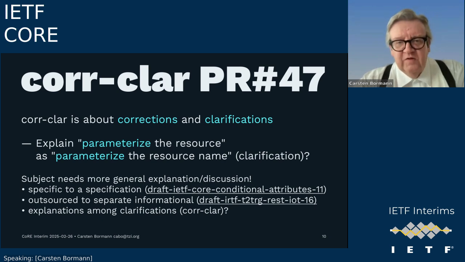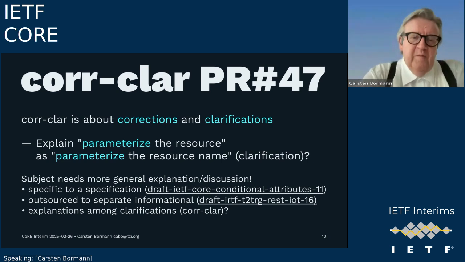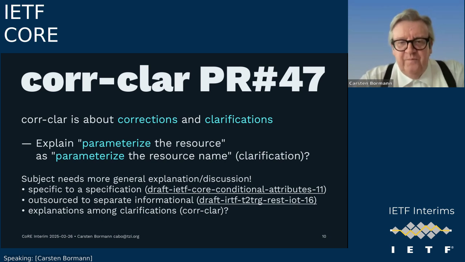Now we can do this explanation right in the document that specifies something about query parameters. That is certainly one thing we could do. We could update the conditional query parameters draft to contain more information about query parameters. We could also use the existing informational documents, like the RESTful IoT document, which was just updated a couple of hours ago. That would be an obvious place to put something of this, and there is actually some text already about query parameters there that we could extend.